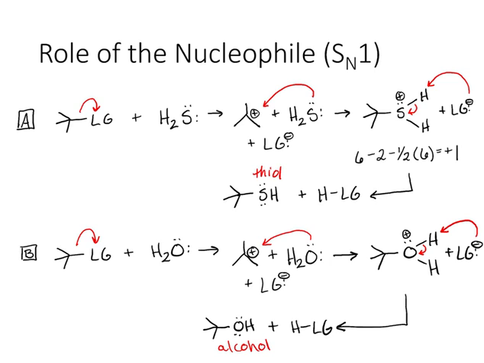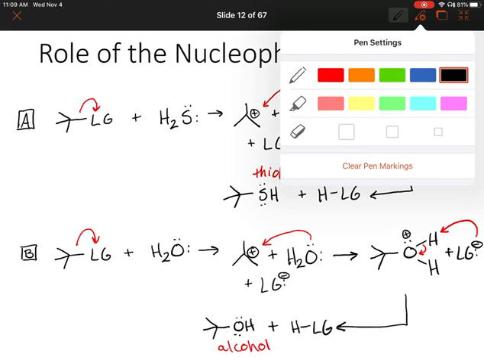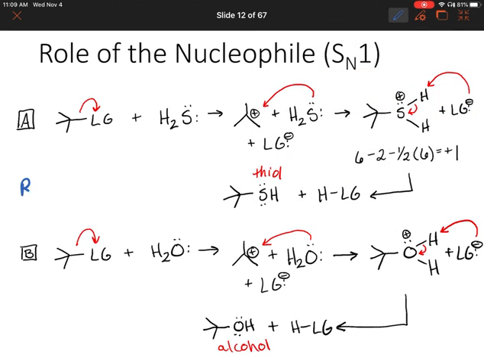Nope. So let's think back to what the rate of an SN1 reaction is. So I'm going to write that in blue. Remember, the rate law for an SN1 reaction is equal to the rate constant times the concentration of the substrate, which in this case is the molecule with the leaving group. So is there any dependence on the nucleophile? None at all. So the nucleophile does not affect the rate of an SN1 reaction.